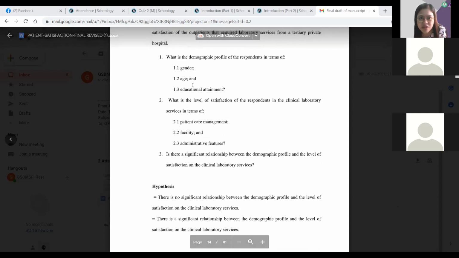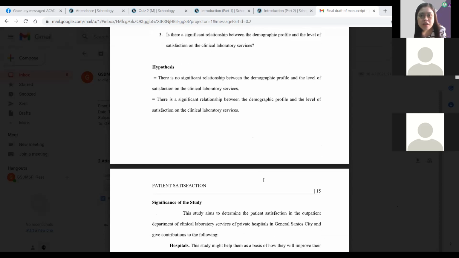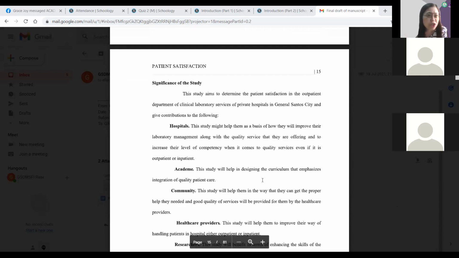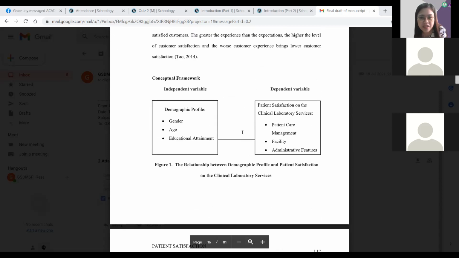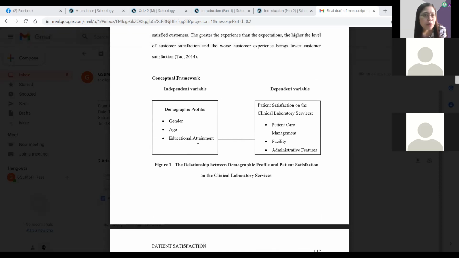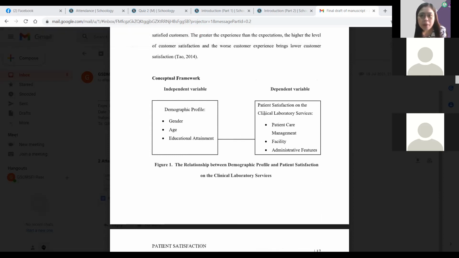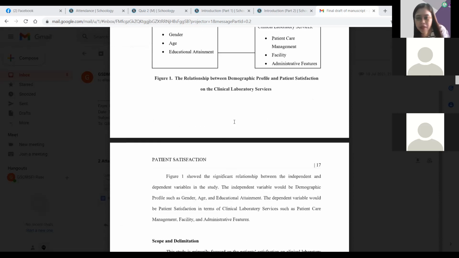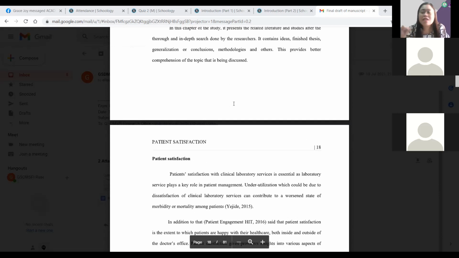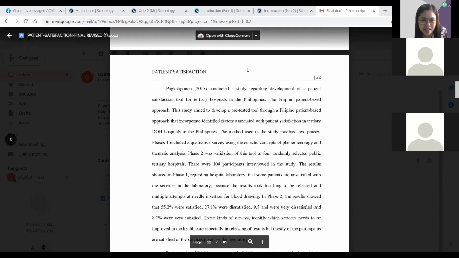And then meron din bang association yung age and even the educational attainment on their satisfaction level when it comes to the services of yung clinical laboratory services sa mga tertiary hospitals in General Santos City. So if we look at their conceptual framework, their independent variable will be the demographic profile. And then, syempre, what they are measuring, the outcome is the patient satisfaction. That's the dependent variable. And let's look at their research methodology.